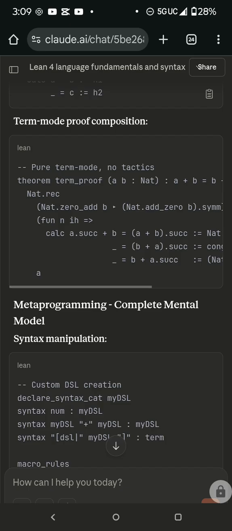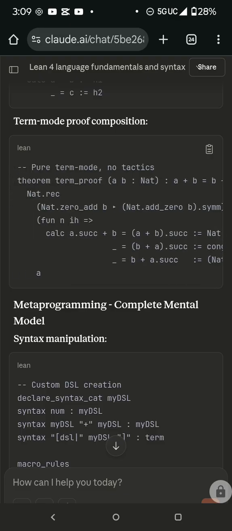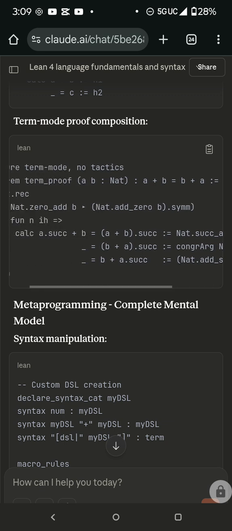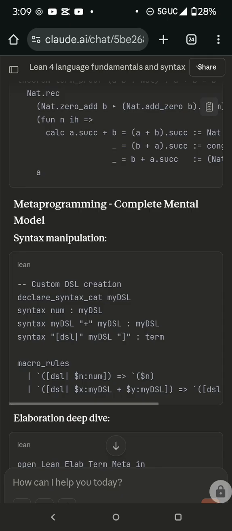Term mode, proof composition. Pure term mode, no tactics. What? Interesting. What's that about? Theorem term proof would be formed and proven essentially in this manner as shown. Why? Why would that work? What is that? We should learn more. But it's here featured so that more can be extracted where needed.